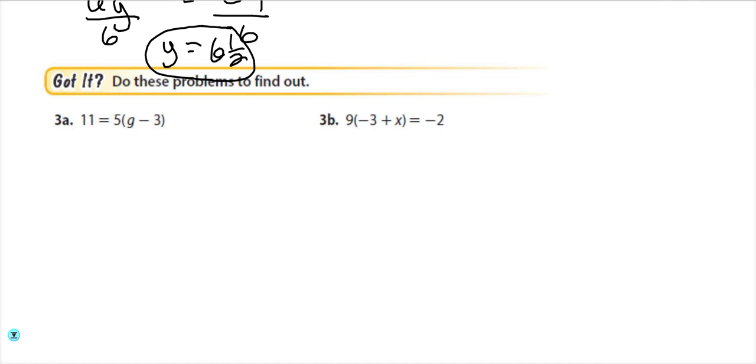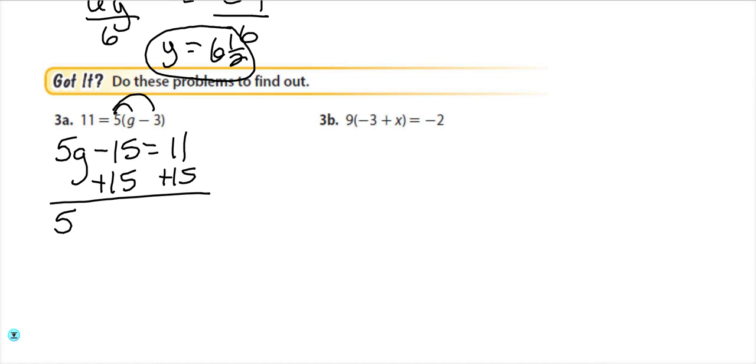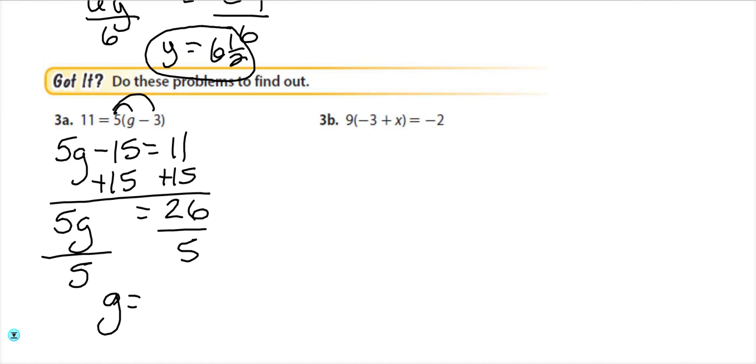Let's take a look. First I would do 5G. So we're going to do 5 times minus 3, so that's going to be minus 15, equals 11. We're going to add 15. It's going to be 5G equals 26 divided by 5. That one we can actually do in our head, so that's going to go in 5 times with 1 left over, so 5 1/5, or 5.2.